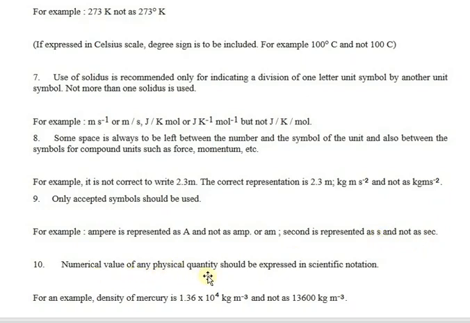The numerical value of any physical quantity should be expressed in scientific notation. If your answer is not written in scientific notation, it is not correct. You can lose marks. For example, 13600 kilogram meter per cubic meter. This is not a correct answer unless you write it in standard form. So this is the correct way to represent the answer.